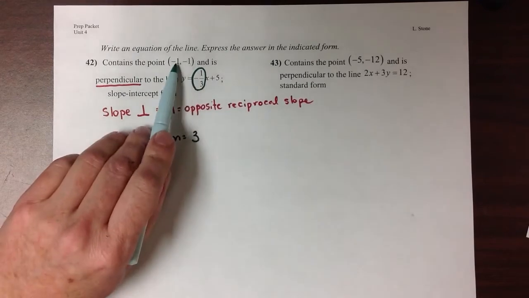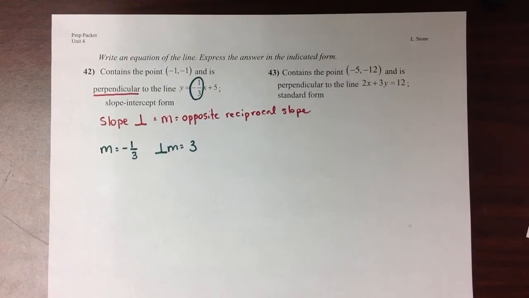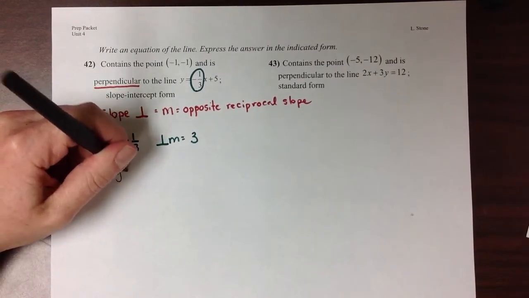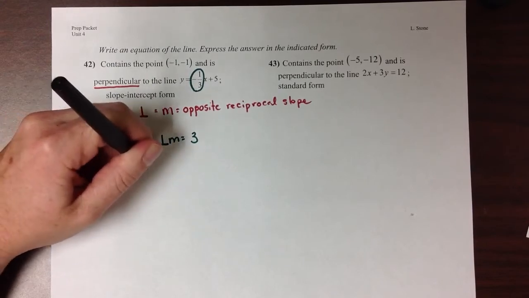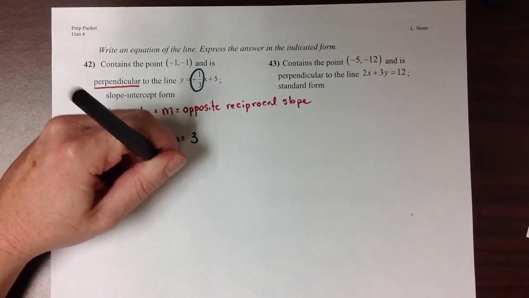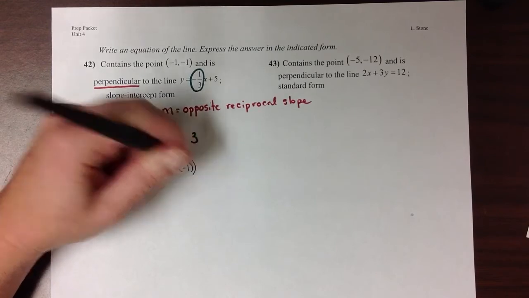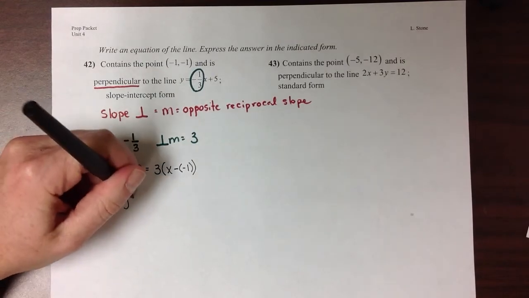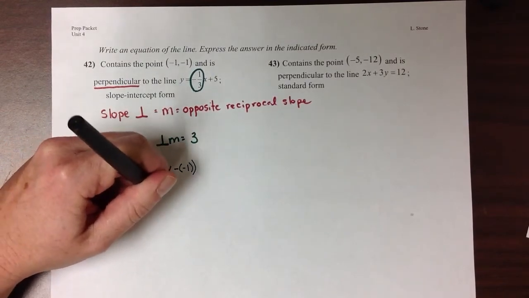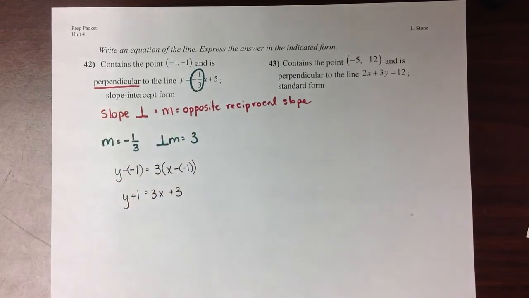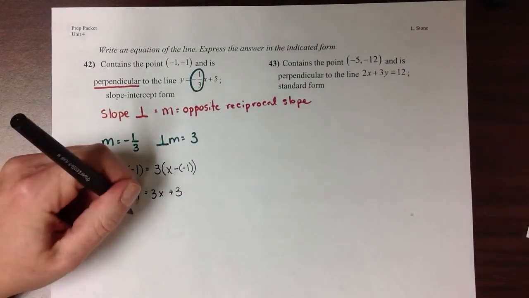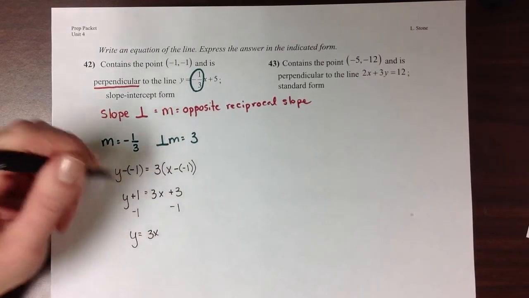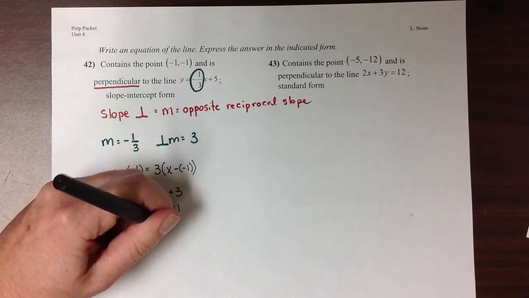So knowing the slope of my line and a point that it contains, I can use the point-slope form to start my equation. So I have y minus a negative 1 is equal to 3 times x minus a negative 1, since my point given was negative 1, 1. Simplifying this, I get y plus 1 equals 3x plus 3. They've asked for the final form in slope-intercept form, so subtracting 1 from both sides will give me y equals 3x plus 2.